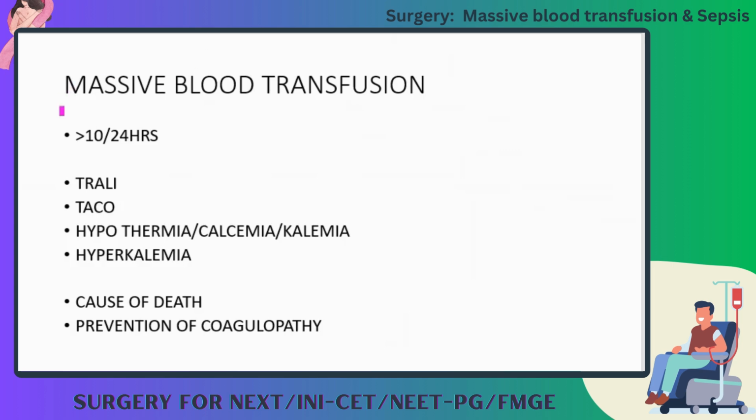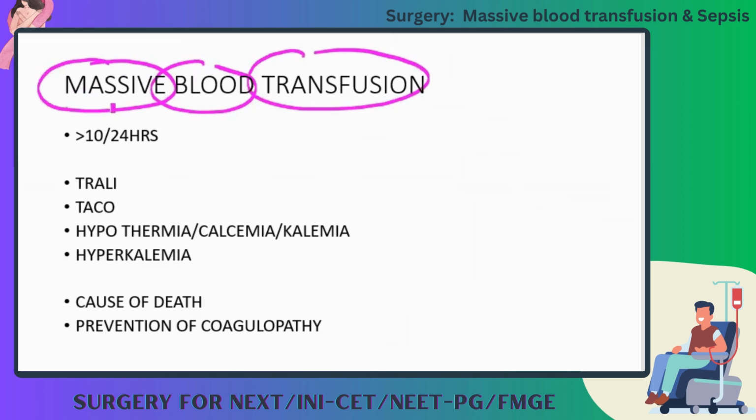And what is massive blood transfusion? There is a blood transfusion, you all know. There is an entity called massive blood transfusion, which is the question they'll ask you. Massive blood transfusion is more than 10 units per 24 hours. More than 10 units per 24 hours.